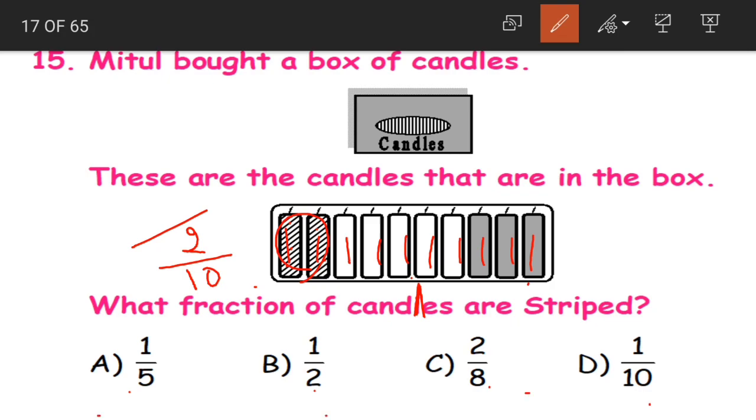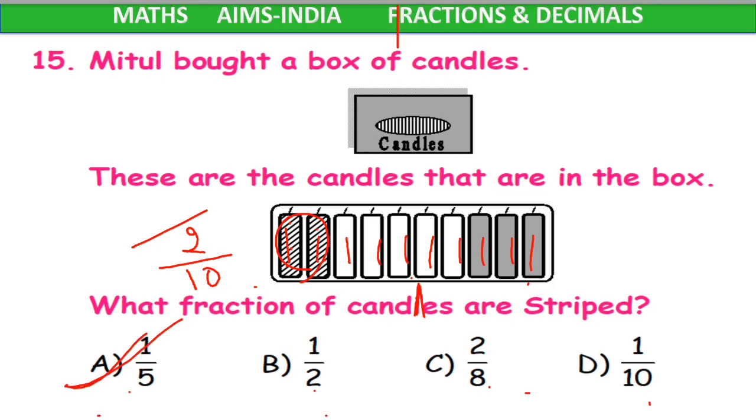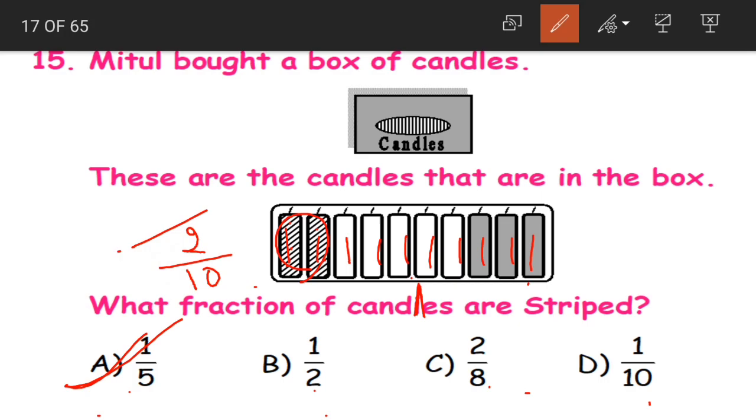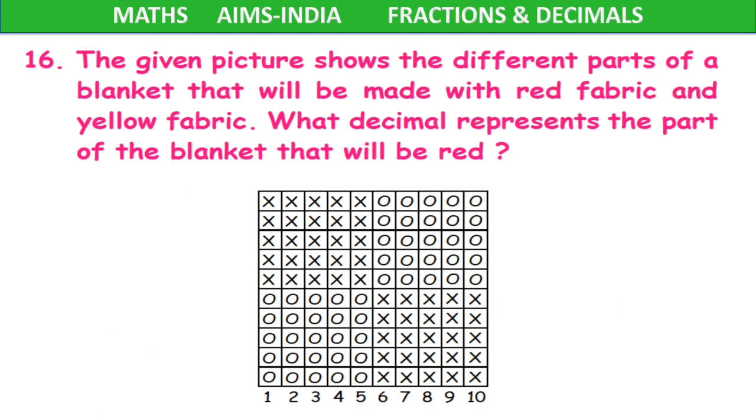Do we have it in the options? Yes, option A 1 by 5 is our answer here. 2 by 10 is also correct. But as we are not having 2 by 10 in the options, we have to find out its equivalent fraction by dividing it. Next question.